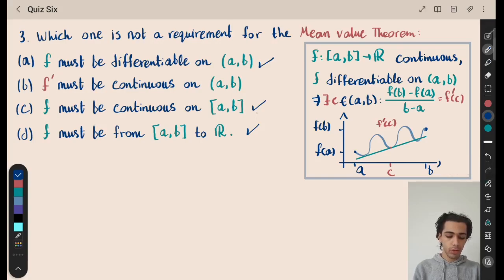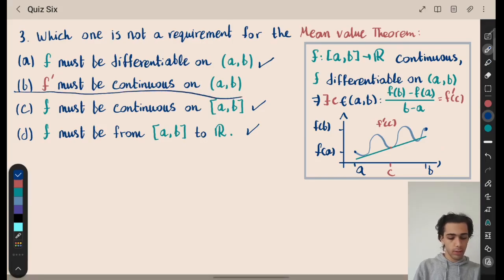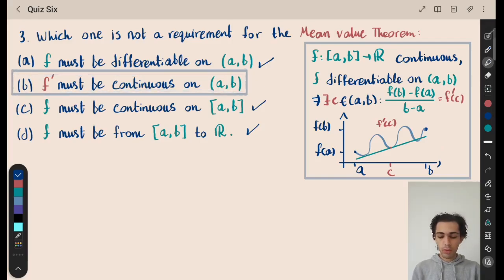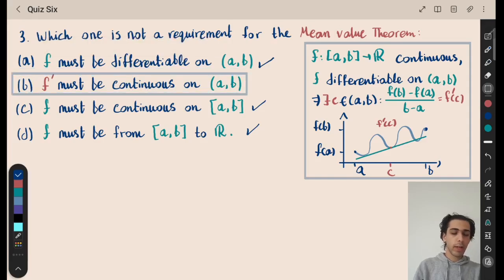Yes, so f must be continuous on AB, must be differentiable on AB, but I don't really see anywhere where this is mentioned. The derivative can exist, but we're talking here about the derivative function, and we're asking it to be continuous. I'm sorry. And so this is a very strong claim. So what do we do here? Well, it seems that the other three choices are true, so this must be the false statement.